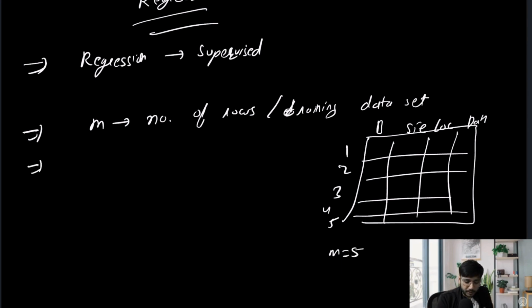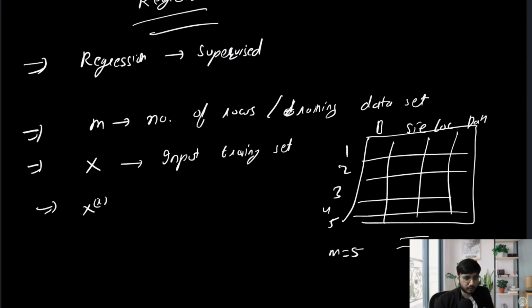Okay. Second is known as X. The bigger and bold X represents your entire input data set. This is the input training set. Then you have small x with i. What does this represent? This represents your ith row. For example, this one is represented by x2. Okay. Then we have xi and then j.